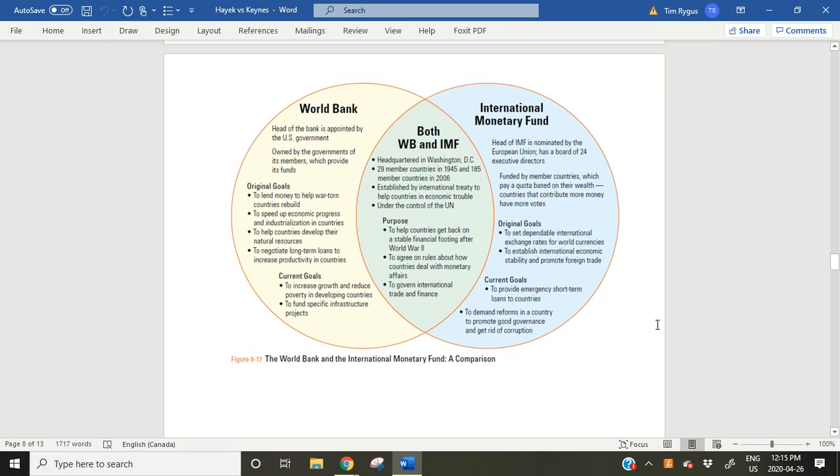So the World Bank and the IMF. This Venn diagram gives you an idea of what both organizations do and did. Now, their goals have changed a little bit. The World Bank was essentially supposed to help war-torn countries rebuild after World War II. The IMF's goals were to make sure that exchange rates were dependable and convertible to gold. These have changed though. Currently, the World Bank's goals include increasing growth, reducing poverty in developing nations, and funding specific infrastructure projects. The IMF provides emergency short-term loans to countries. Right now, in the middle of this coronavirus pandemic and economic crisis, the IMF has been giving billions and billions of dollars to countries to help ease the pain of this economic crisis.